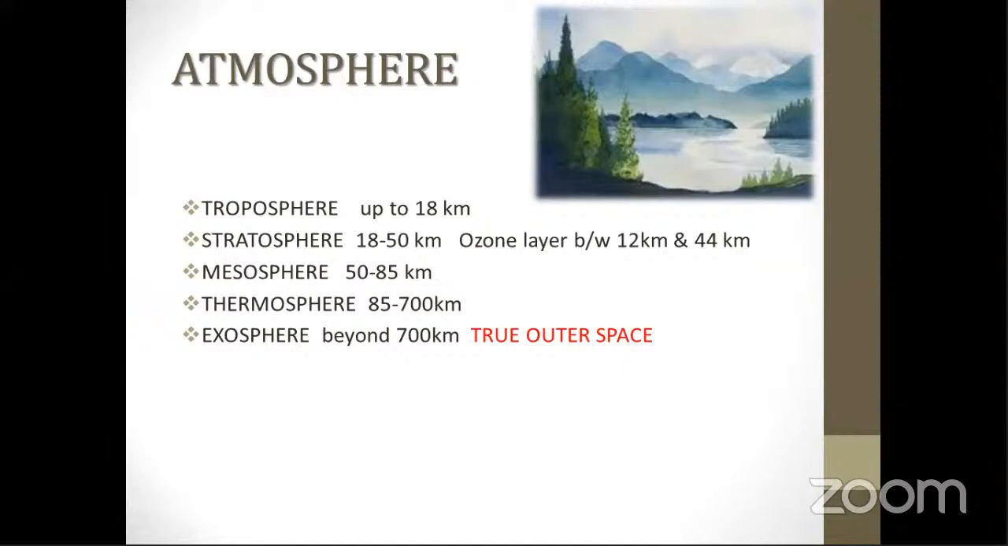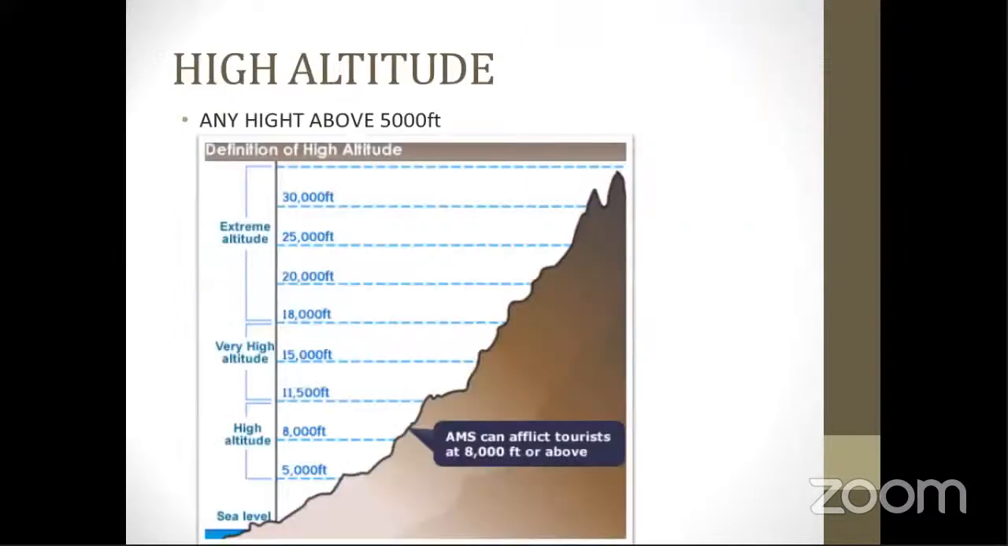First, you have learned about the atmosphere and its different layers during your +2 classes, isn't it? It is divided into troposphere, stratosphere, mesosphere, thermosphere, exosphere, like that. Troposphere is up to 18 kilometers. The atmosphere is divided into these layers, and we are learning about high altitude.